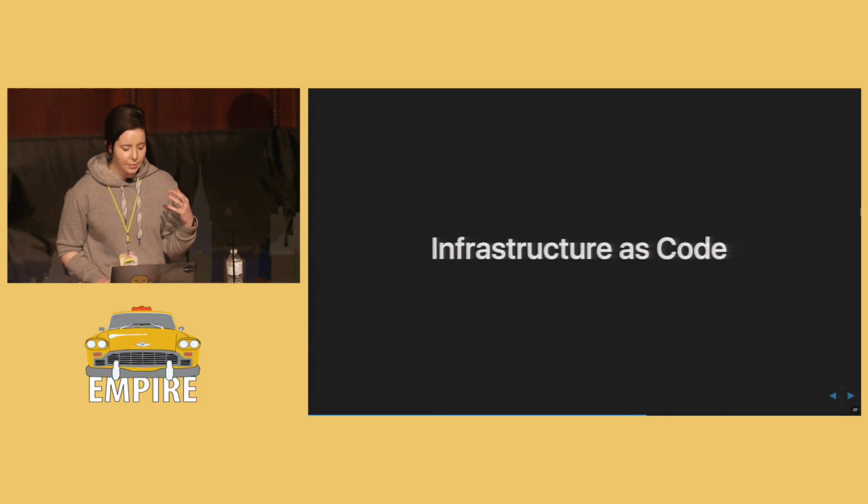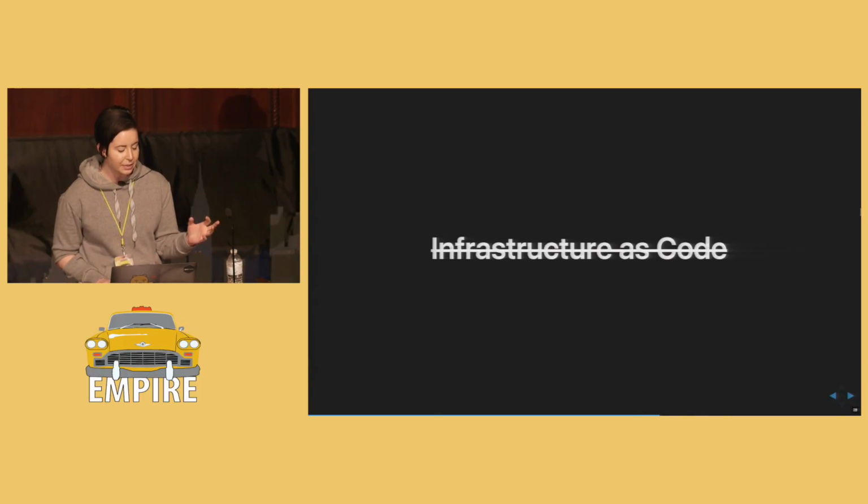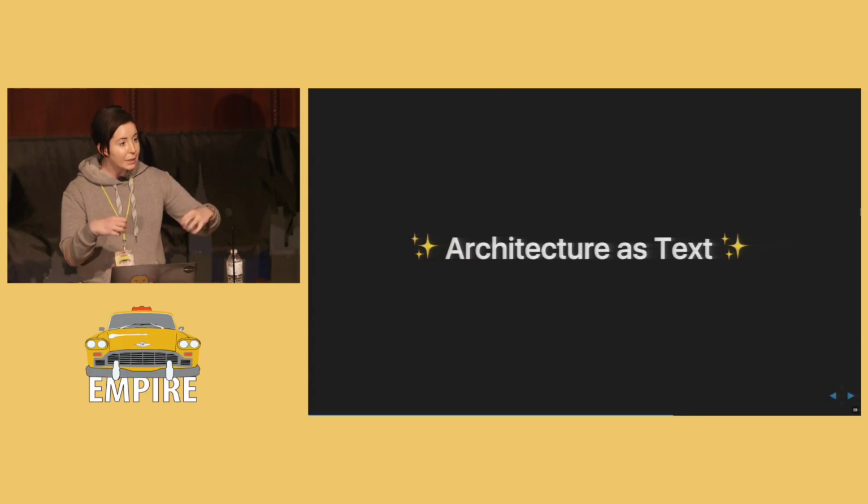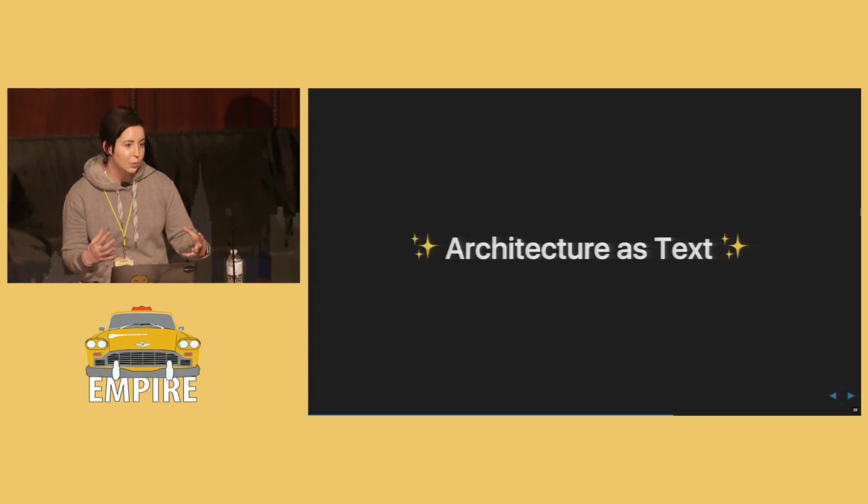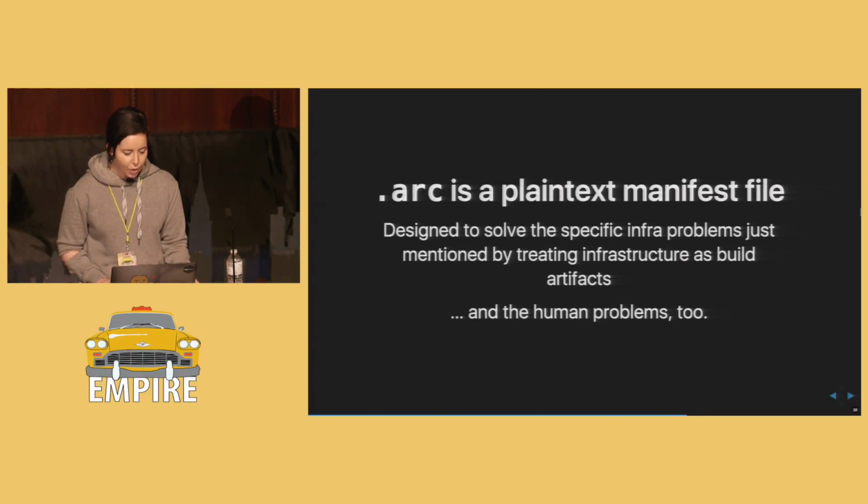So, at Small Winds, we started moving away from this idea of infrastructure as code, because having to read the code like that is terse, it's awkward when you're dealing with config management. And we moved toward this idea of designing a manifest that describes architecture, but in essentially very human-readable text form. So I'm going to describe to you today that Arc is a plain text manifest file.